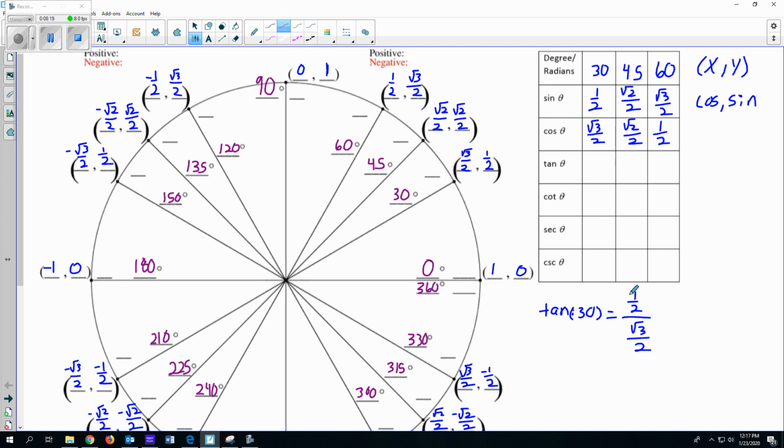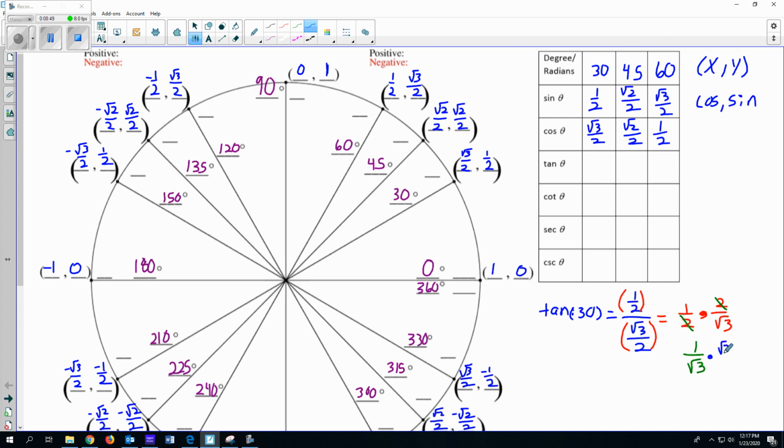And so we'll do a thing called keep, change, flip. So we're going to keep the 1/2, change the division to multiplication, and then we're going to flip the bottom. So keep, change, flip. So then we'll get 2 over the square root of 3. And so what will happen here is the 2's can go ahead and cancel out, and we're left with 1 over the square root of 3, but we have to go ahead and rationalize that.